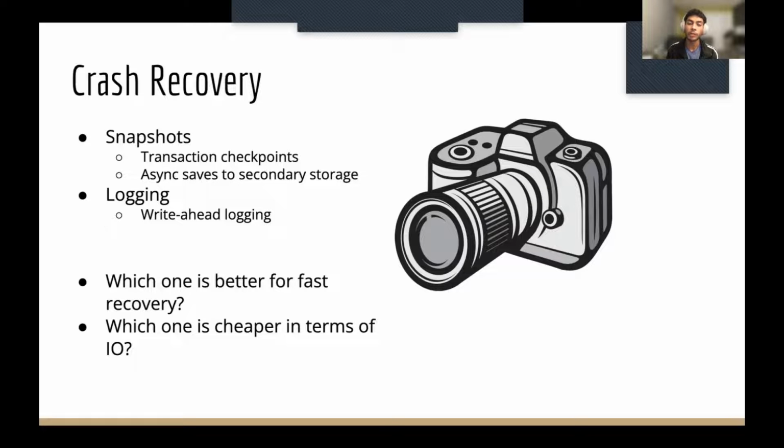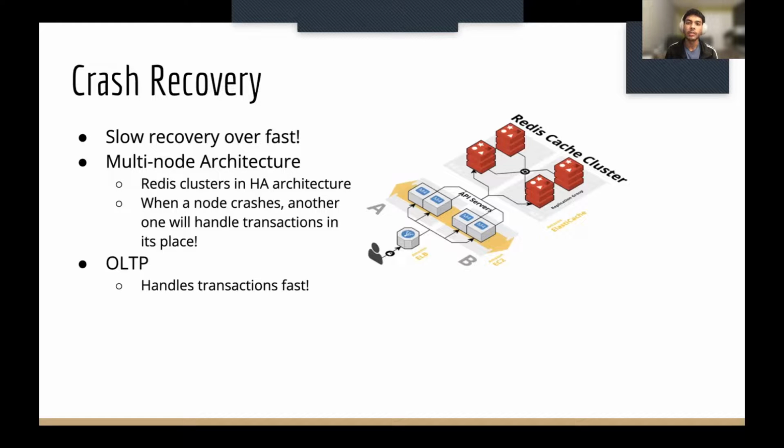But snapshots are much better for faster recovery, because all you have to do is take that archive in secondary storage and just overwrite main memory. So both are used, but snapshots are definitely nice for a quick recovery. But as you can see in implementation, normally a slow recovery is what is used, and that's because of our current architecture.